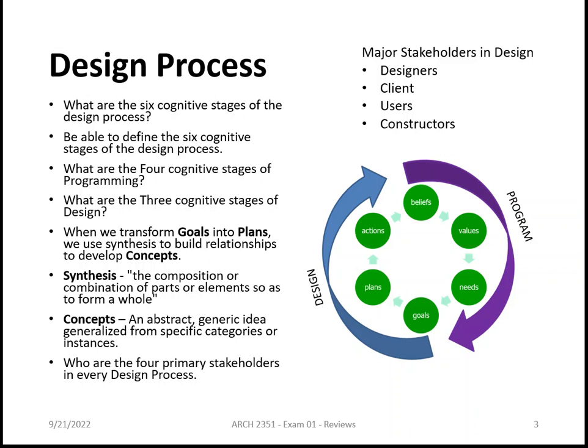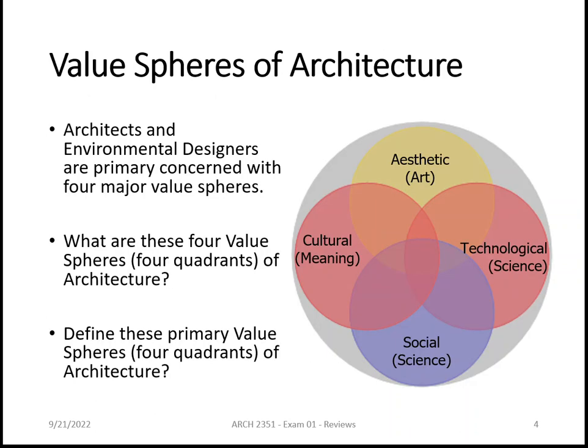Value spheres. The four value spheres. Know what they are: aesthetics, technological, social, and the cultural. Know what those are. Know what they mean, what they're referring to. You'll have to go back to your slides to get those definitions. I didn't write them up there. You'll have to go into the presentation slides, my lecture slides, to get those answers. And that's really all you need to know about that.